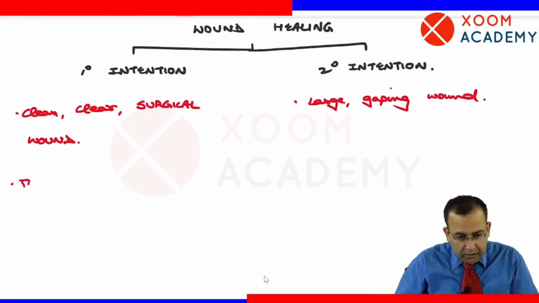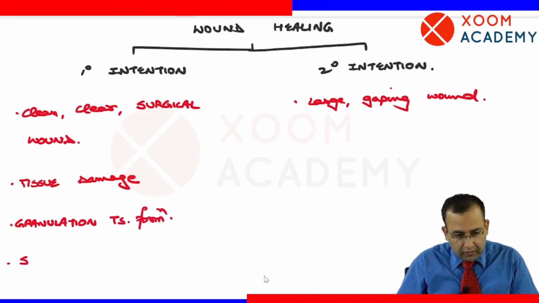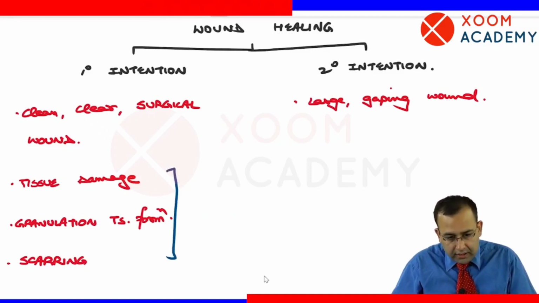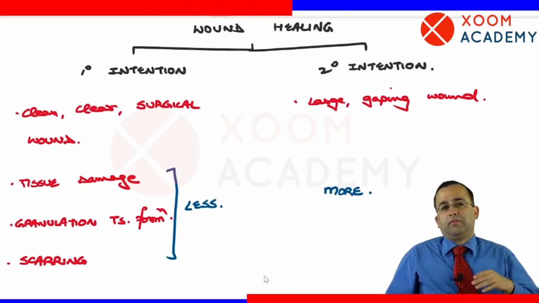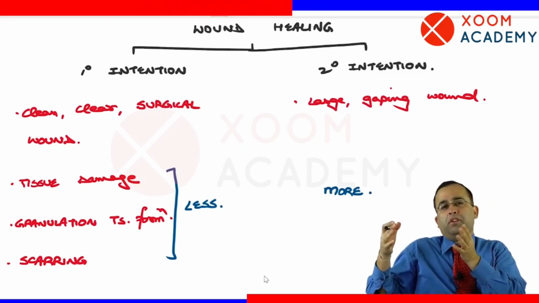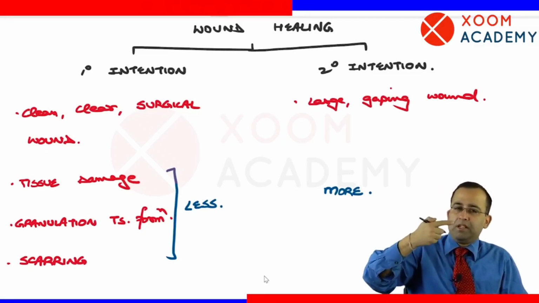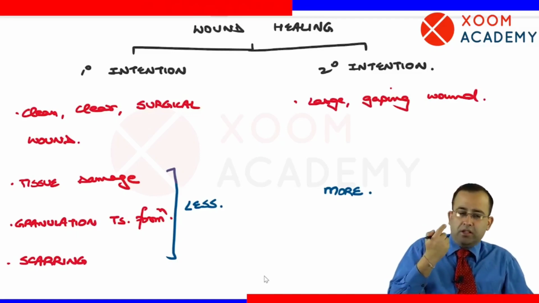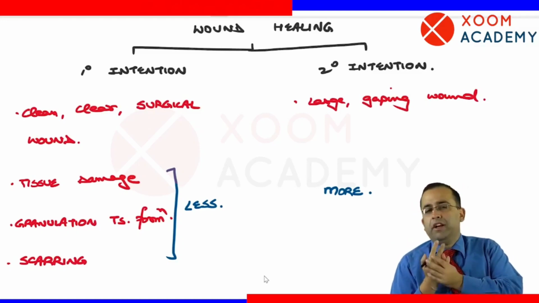So I can safely say tissue damage, granulation tissue formation and scarring are less in healing by primary intention versus more in healing by secondary intention. In secondary intention it was a large gaping wound, with a lot of space in the wound. So tissue damage is also more. There is more tissue damage, granulation tissue formation as well as scarring in healing by secondary intention, versus less in primary intention. Very obvious.